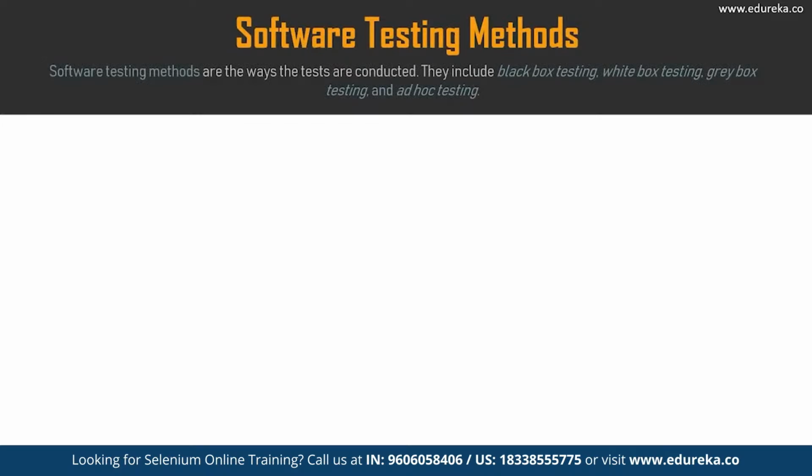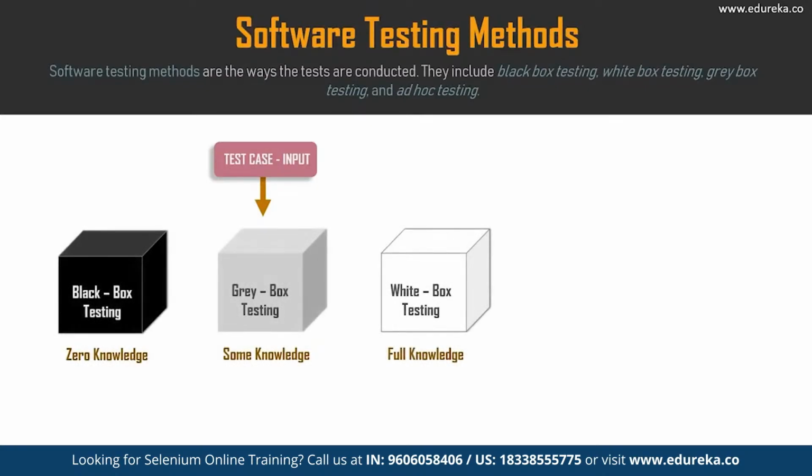Software testing methods are nothing but the ways the tests are conducted in real. They include black box testing, white box testing, gray box testing, and ad hoc testing. So black box testing, I'm sure you might have heard of it before. It gets its name because a QA engineer here focuses on the inputs and the expected outputs without knowing how the application actually works internally and how these inputs are being processed. The purpose of black box testing is to check the functionality of the software and make sure that it works correctly and it's meeting user demands.